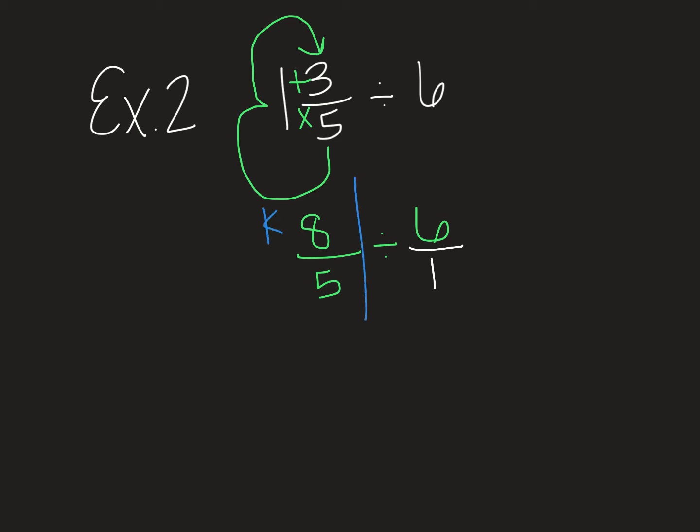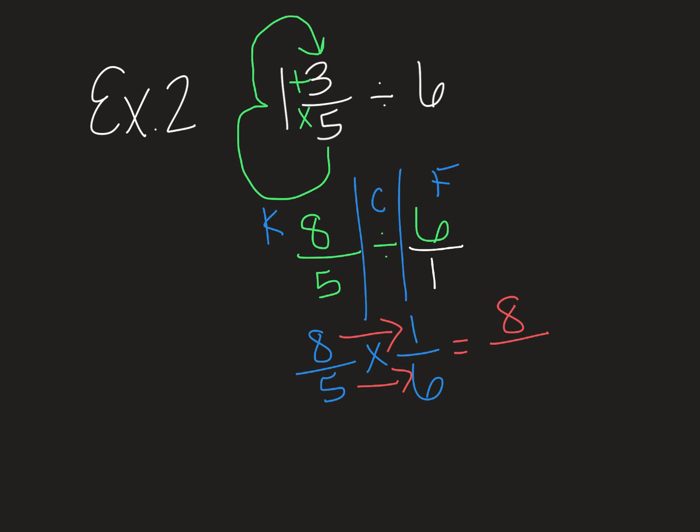So keep the first number, don't do anything to it. Change the sign to multiply, and flip the second number. So now we have a 1 on top and we have a 6 on bottom. Now we're just multiplying fractions, okay? Easy peasy. 8 times 1, 8. 5 times 6, 30.